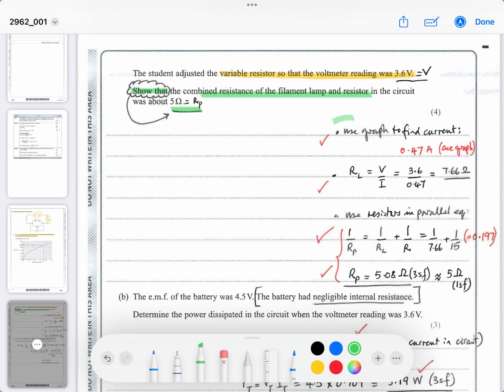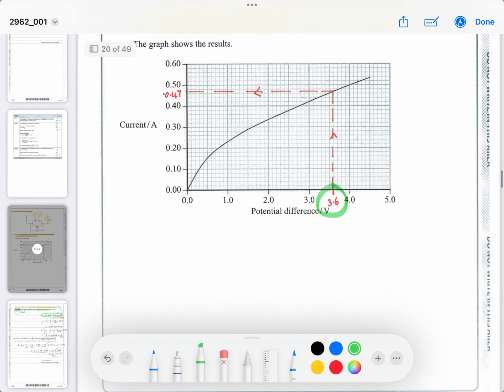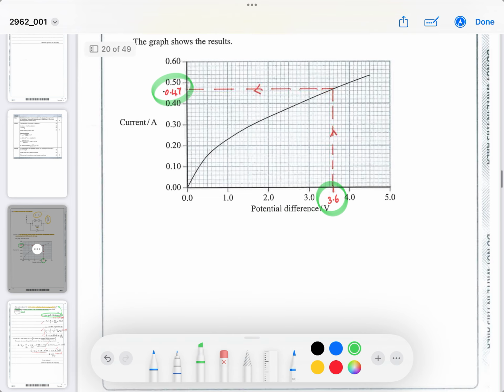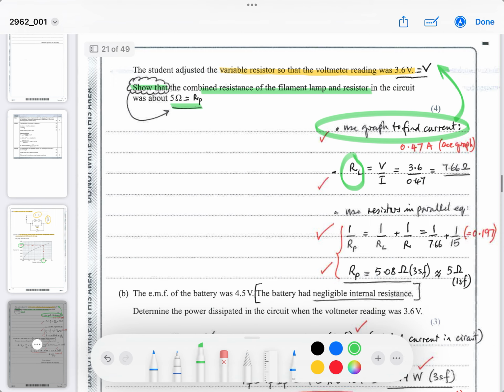So what you've got to do, first of all, is use the graph to find the current that corresponds to 3.6 volts. You can see I've drawn a line up from 3.6 volts with a ruler and then a line across, and read it off as halfway between two squares, which means it's 0.47 amps. Once you know that, you know the resistance of the lamp must be equal to the ratio of the voltage to the current, and therefore we know the resistance of the lamp.